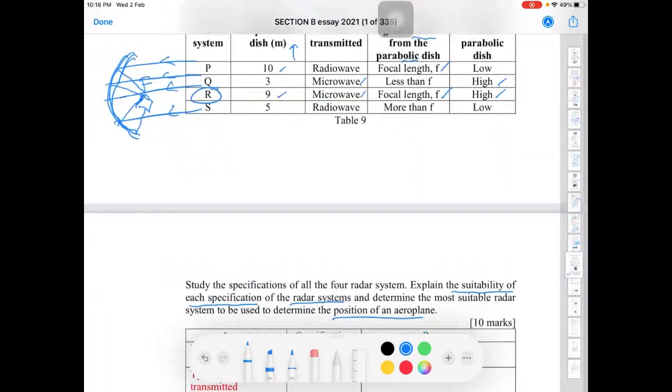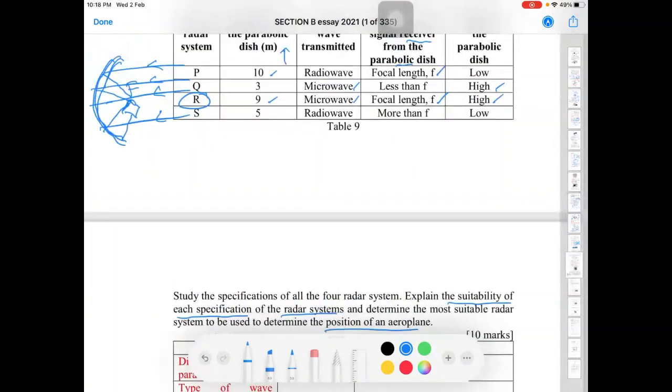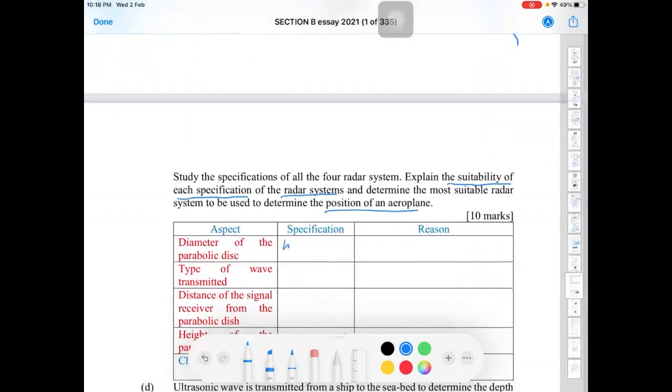Okay, alright, so kita jawab soalan. So remember, this one is actually not the diameter bukan yang the highest lah. Okay, dia yang medium. Alright, diameter of the parabolic dish kita akan cakap big, receive greater signal. Sebab dia besar, diameter besar, dia boleh receive banyak signal lah.